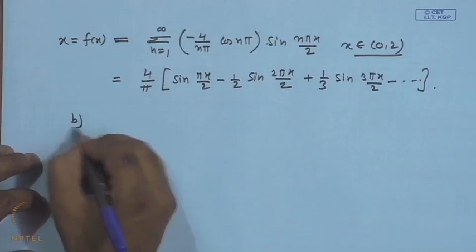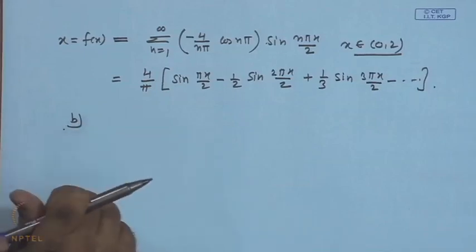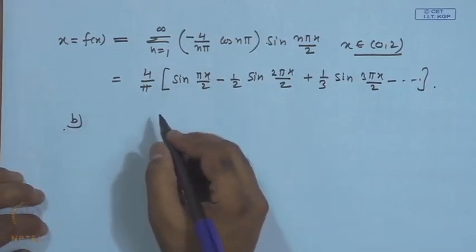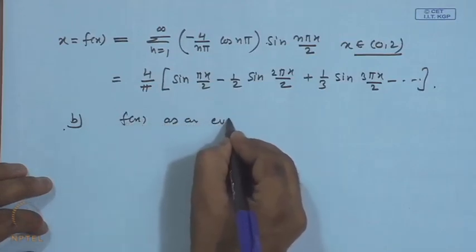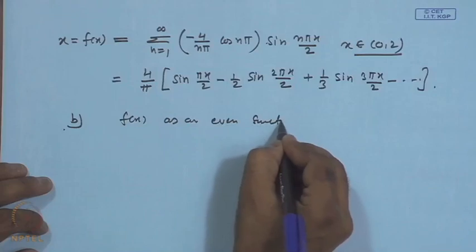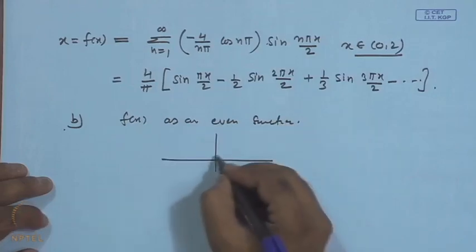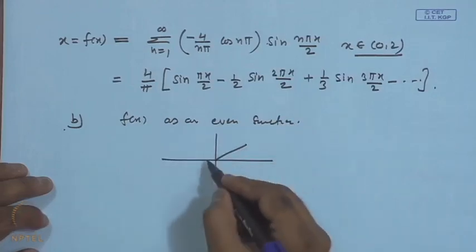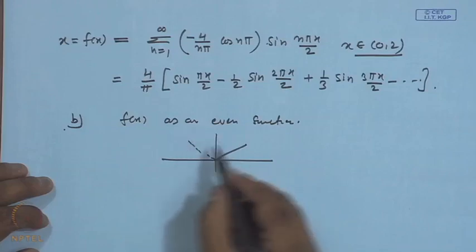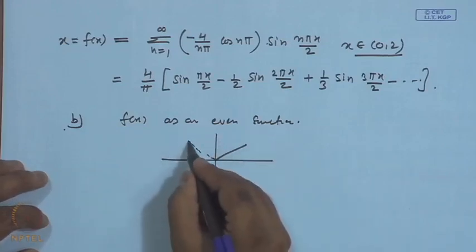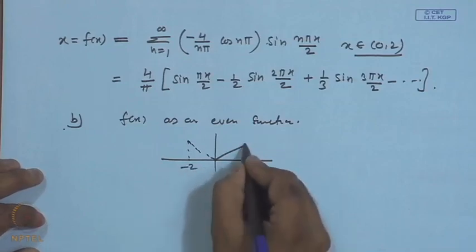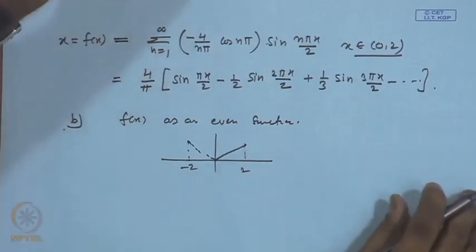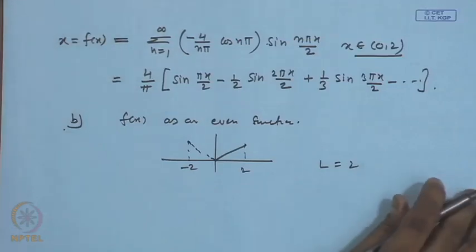So, now we take the second case. We extend this function f x as an even function. In this case, as discussed above, we will extend this as an even function and then extend this to a periodic function. So, we have minus 2 to 2 as an even function. In this case also our L is 2.